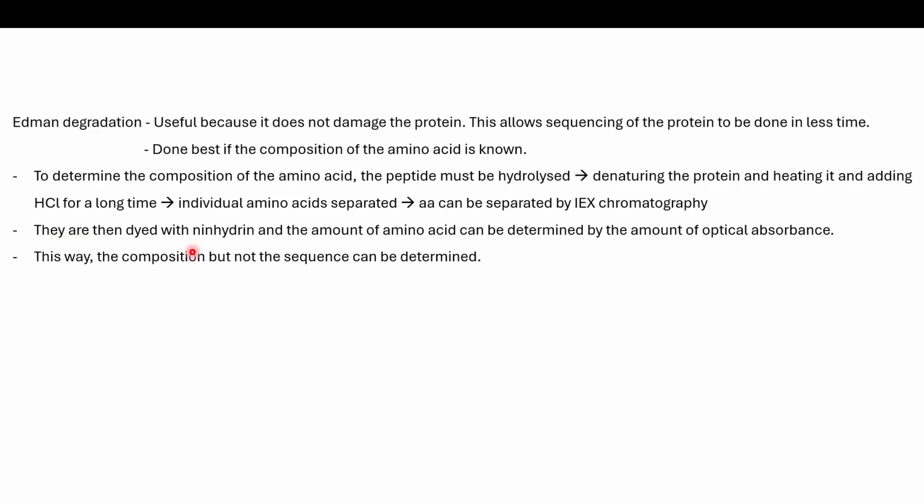Then after separating out, these are dyed with ninhydrin solution, ninhydrin reagent, and the amount of amino acid can be determined by the amount of optical absorbance. So basically the solution's color changes, and the concentration of the amino acid in that particular solution can be detected. This way, the composition but not the sequence can be determined. Okay, which is coming after what we can't really know, but we can eventually know how many cysteines are there, how many serines are there, kind of like that.